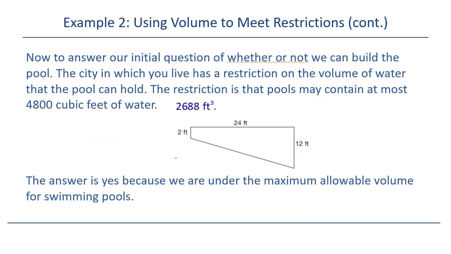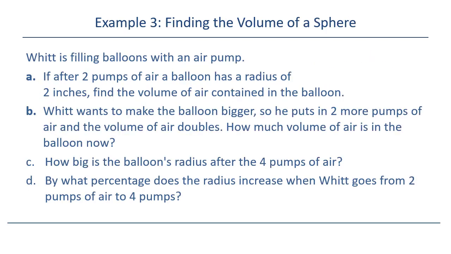Well, it's said that most pools can contain 4,800. We're much, much lower than that. So we're all good. The city's not going to say anything, and they're not going to have any problems. We'll be able to get our permits, build our pool, and splash around in the summertime.